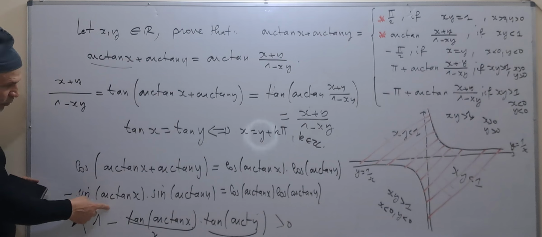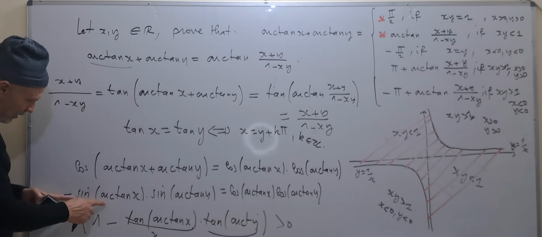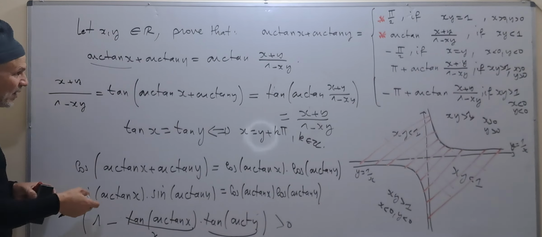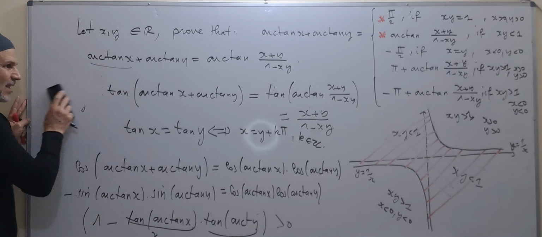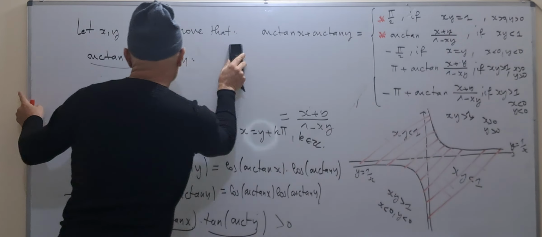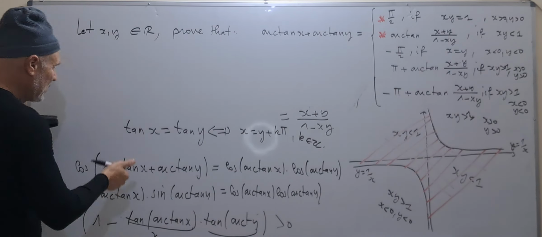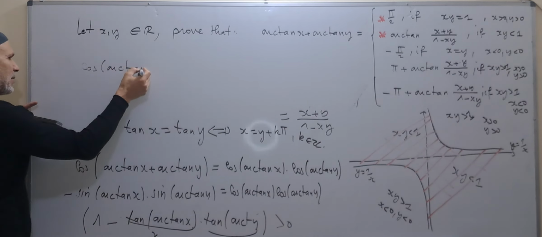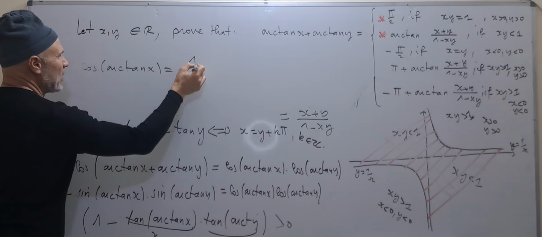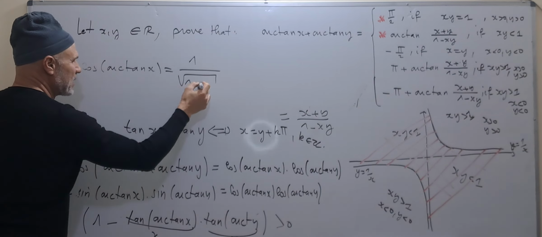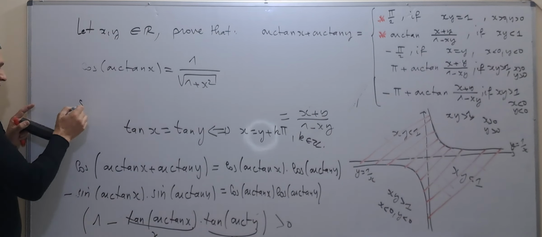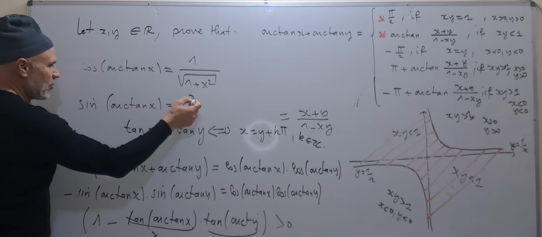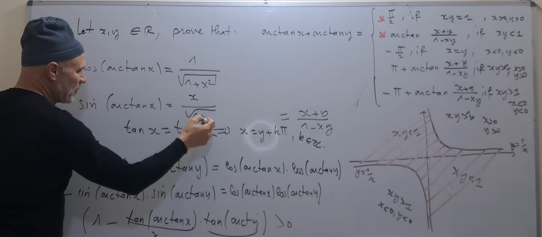Sine is equal to x over... this is equal to x over 1 plus, I can write this or this. This is the second method to prove that the cosine is positive. We have cosine of arctangent x, which is equal to 1 divided by the square root of 1 plus x squared. And sine of arctangent x is equal to x over the square root of 1 plus x squared.